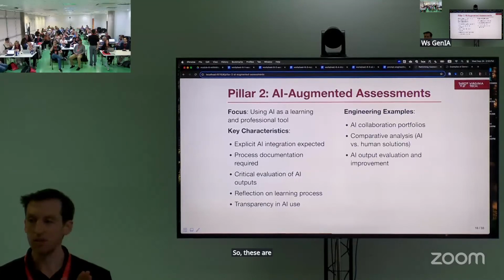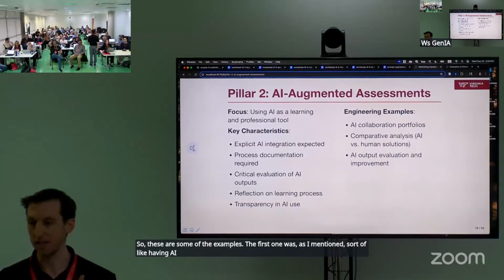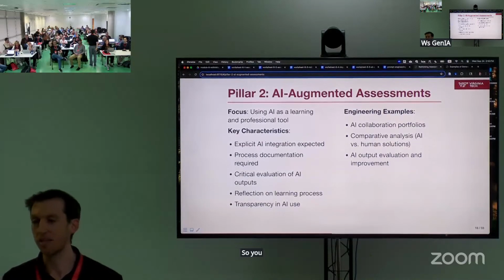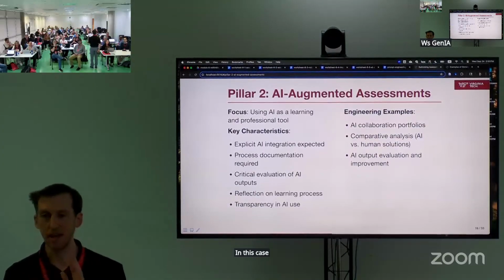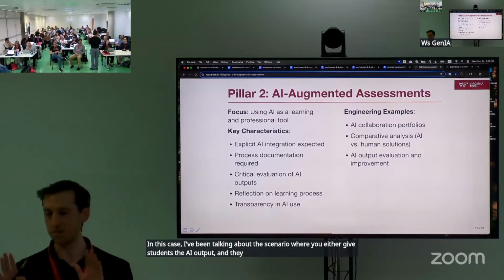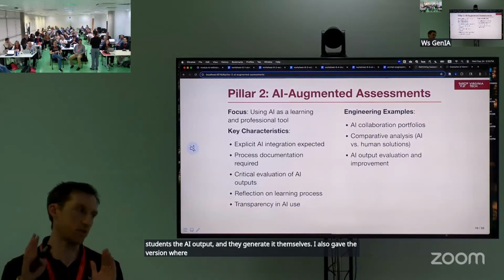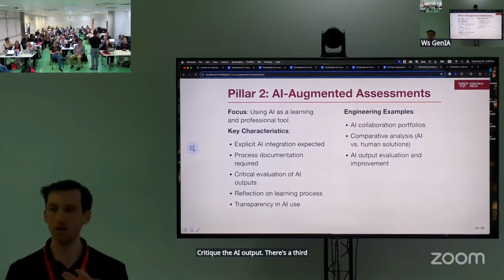So these are some of the examples. The first one was, as I mentioned, having AI as a collaborator. So you can have students intentionally working with an AI system. In this case, I've been talking about the scenario where you either give students the AI output and they generate it themselves. I also gave the version where students critique the AI output. There's a third version where you flip that.